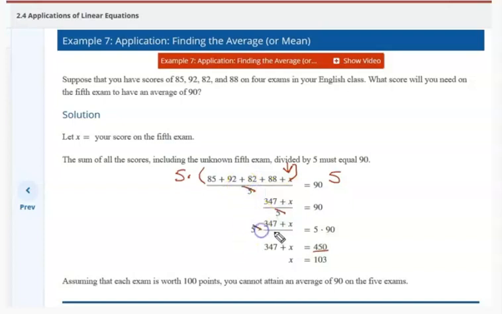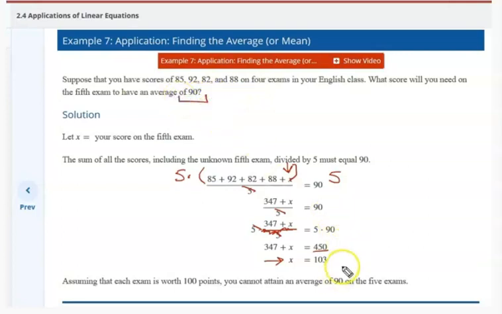And they're taking a little while to do that. When you add these 4 scores up, you get 347 plus x. And now the division bar is gone. So you're going to subtract 347 from both sides. And when you do that, you get x is 103.